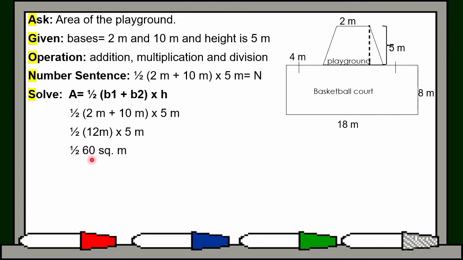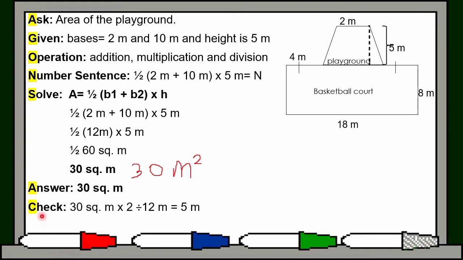And 1/2 of 60 square meters is equals to 30 square meters. So the area of our playground is 30 square meters. We can also write 30 square meters like this: 30, and then letter M, for meter, and then the exponent 2. Next, our answer is 30 square meter.